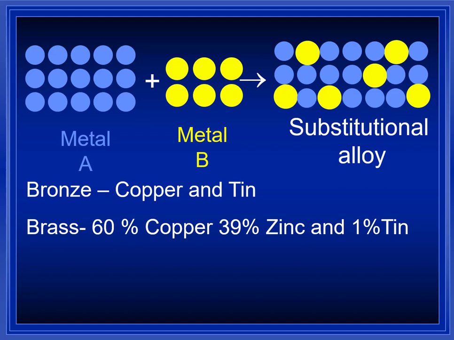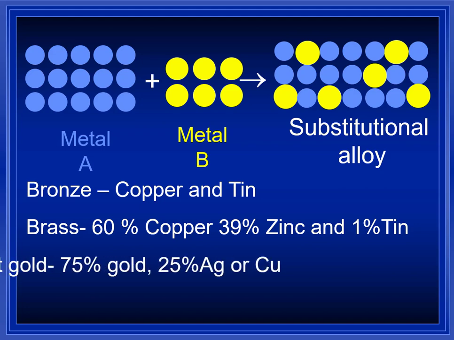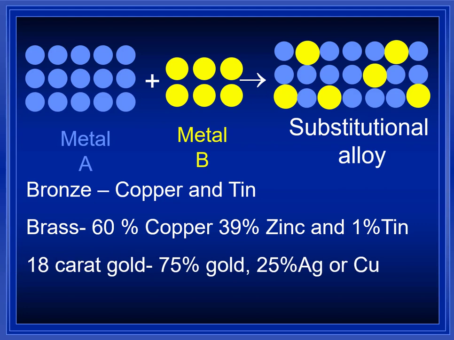Gold, 18 karat gold. 18 is 18/24ths, and 18/24ths is 3/4. So 18 karat gold is 75% gold, 25% silver or copper. 14 karat gold is 14/24ths, 7/12ths. 12 karat is 50% gold, 50% other. But it's a substitutional alloy.